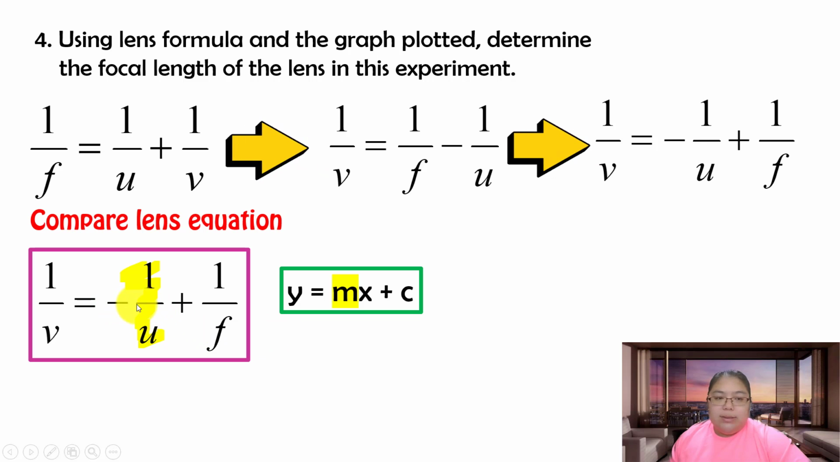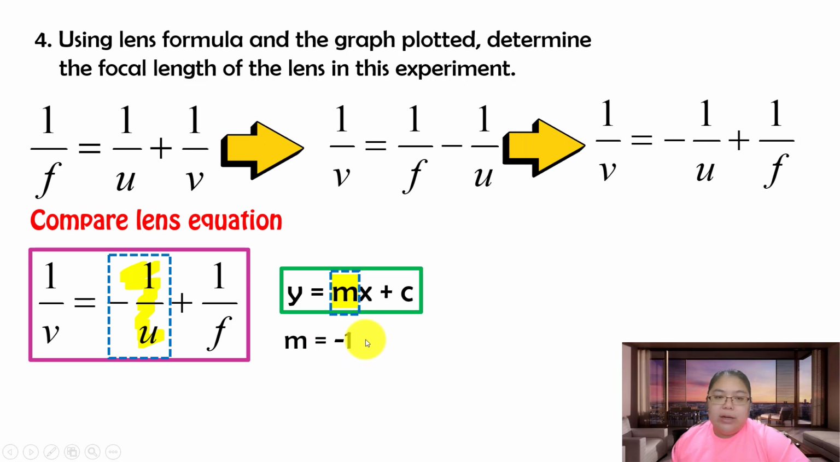This one is a 1, is it? Because we never put the 1. So we can conclude m equals negative 1. Later when you find the gradient, sure it's negative because the graph goes downwards.